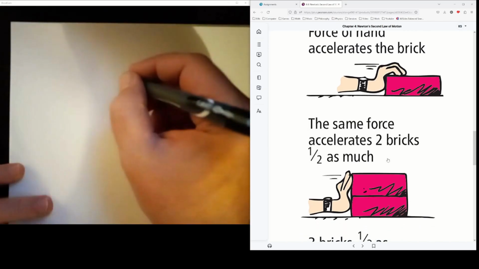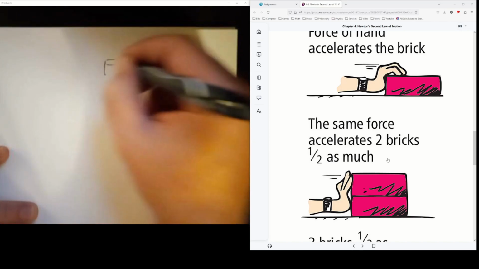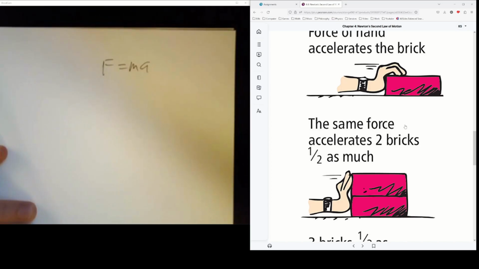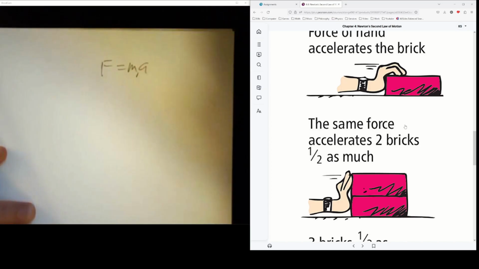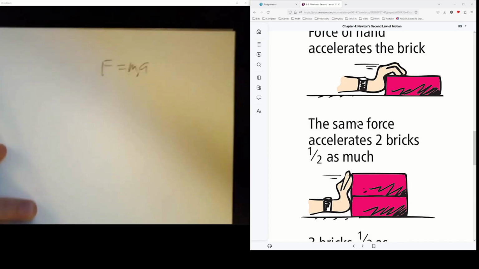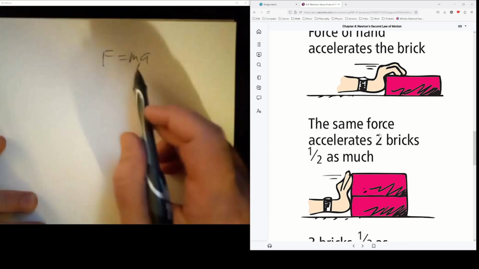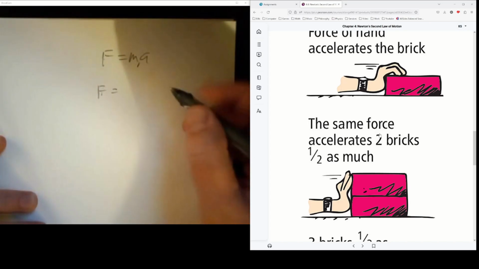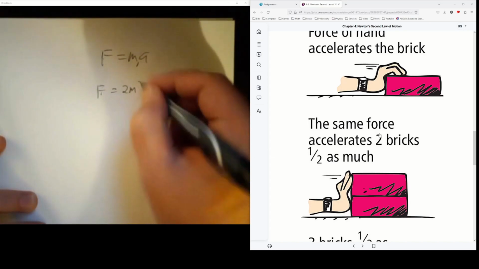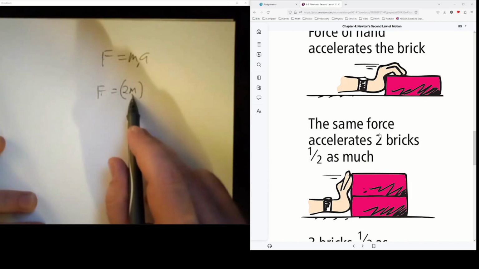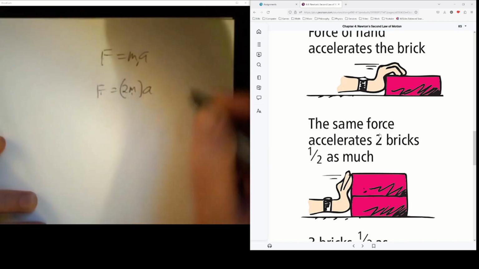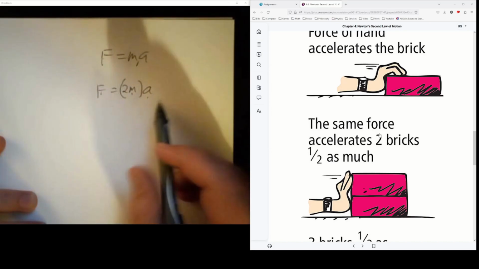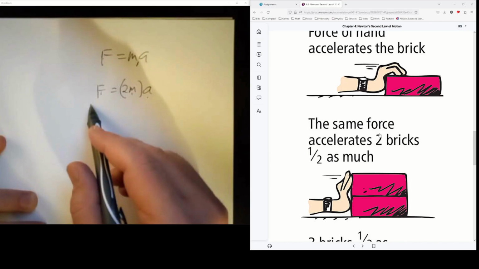So this is a quick example for the first one. Let's say you push the brick, a mass of one brick there, and it has some acceleration. But now if there's two bricks, same force, well, that means you have two of these bricks that both have mass m, and you'll get a different acceleration. You'll get half the acceleration because it's the same force.